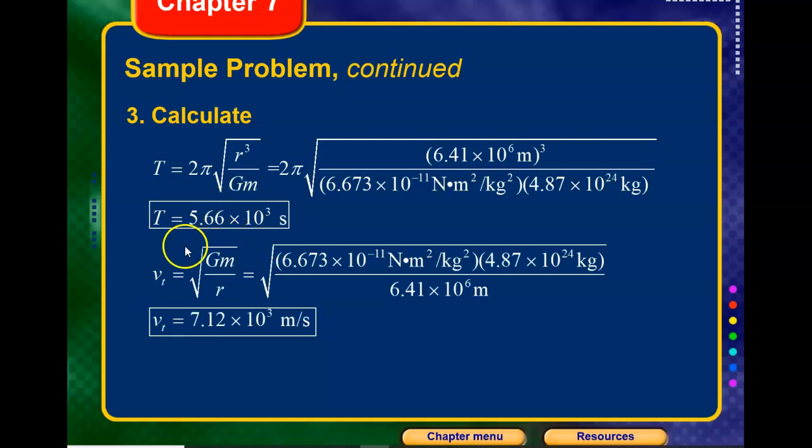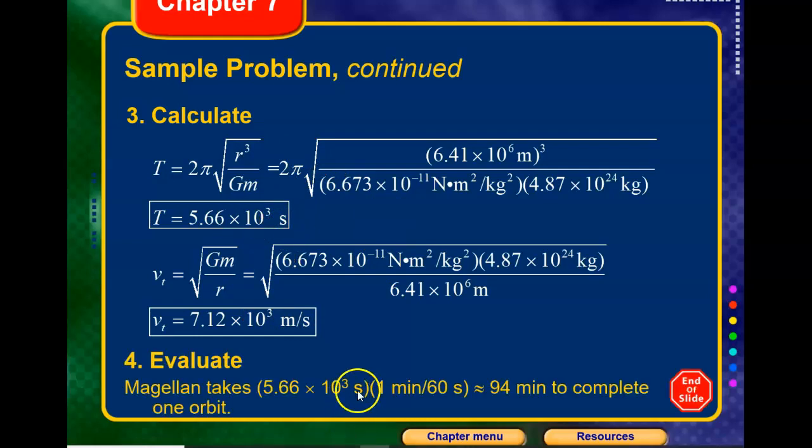So with this information, we can find the tangential speed. We know the gravitational constant, we know the mass, and we know the radius, which is the orbital radius. Solve that, and we get 7.12 times 10 to the 3rd meters per second. So this is how you solve these types of problems. There's going to be a sample problem on your video assessment. So it takes about 94 minutes to complete an orbit.